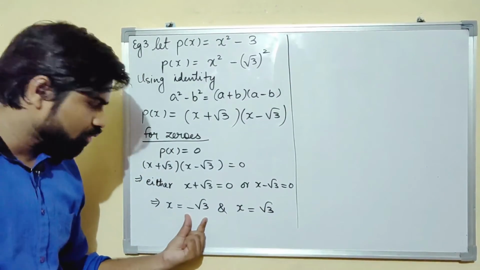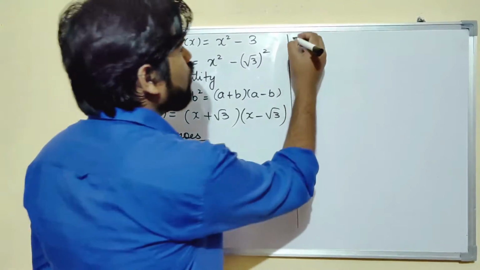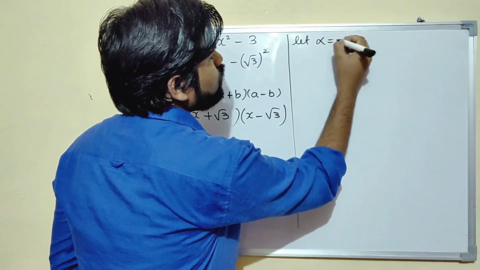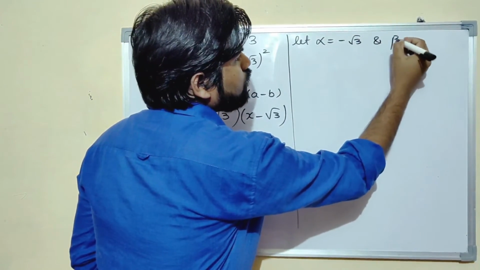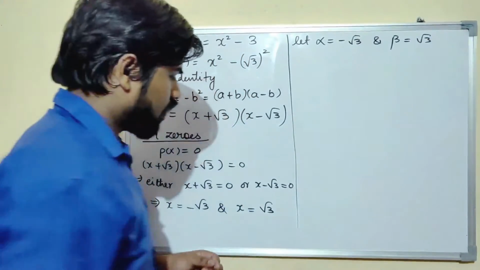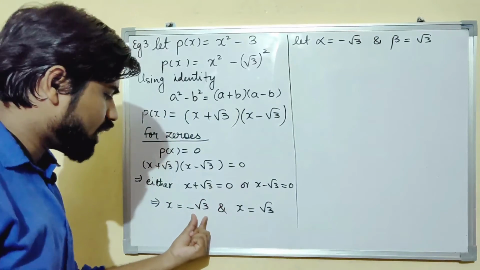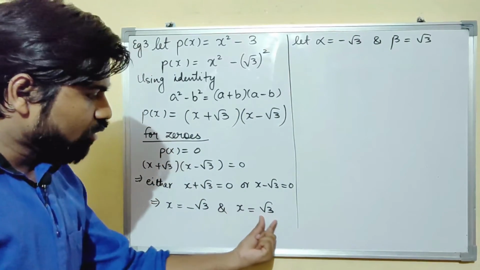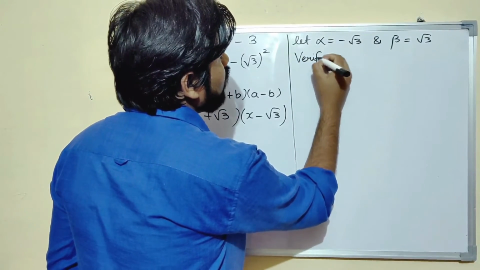That means the value of alpha is minus root 3 and the value of beta is root 3. So let alpha equal minus root 3 and beta equal root 3. Okay, you can interchange the values. It is not necessary that the very first value is alpha. Alpha can be root 3 also. Now put the heading as verification.